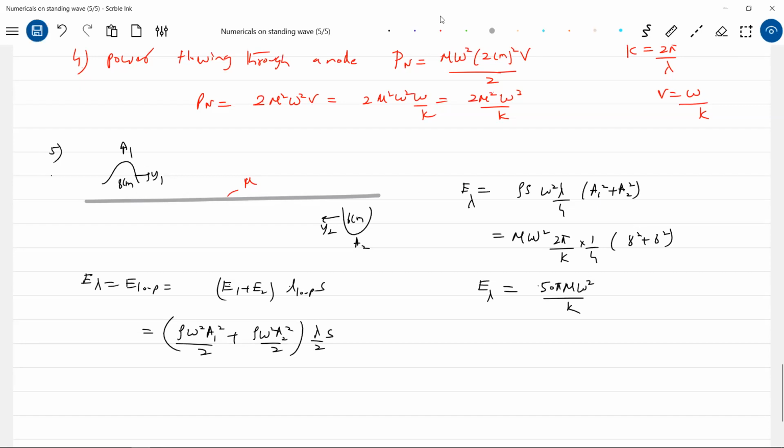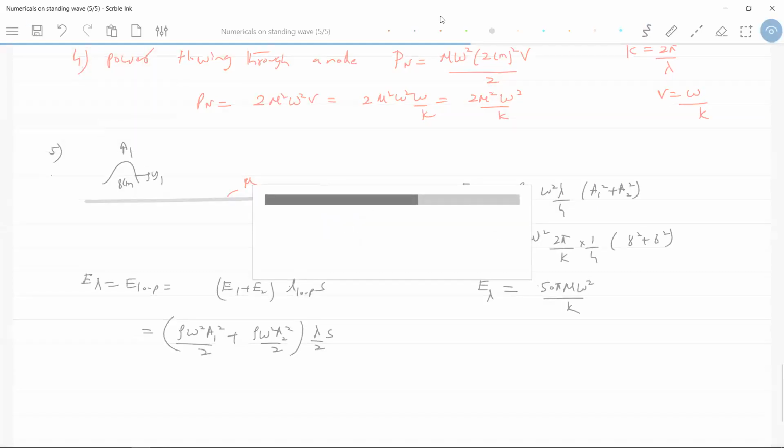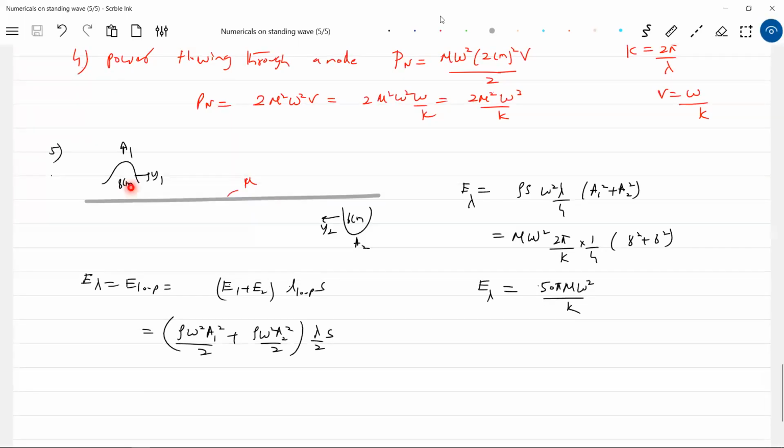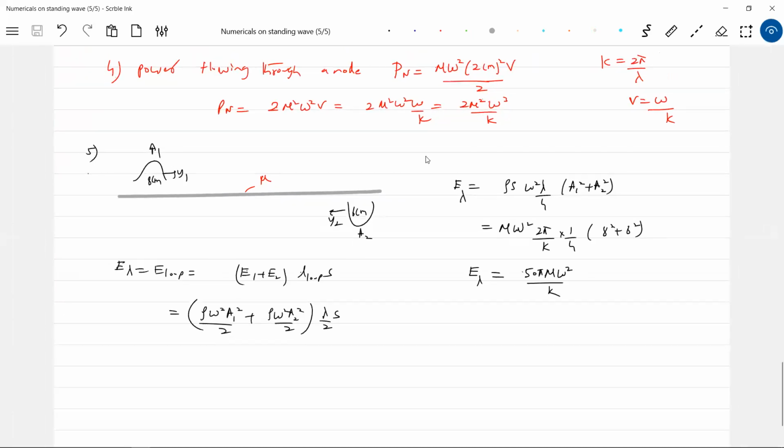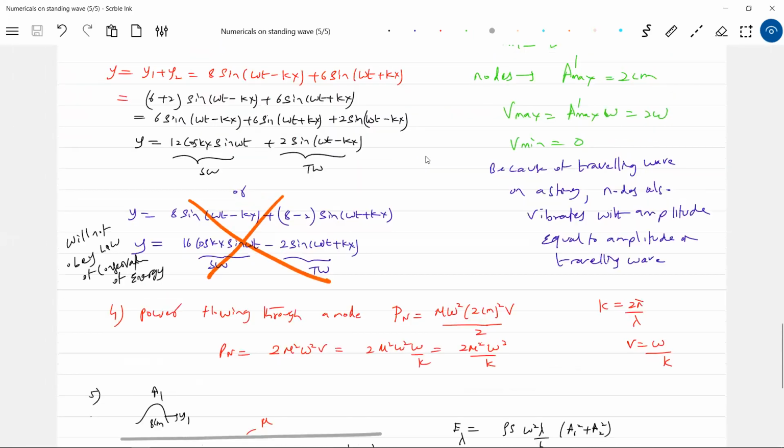Now we have a standing wave where the nodes can also vibrate. If two traveling waves of different amplitude undergo superposition, then what happens? The nodes also undergo displacement. If two traveling waves of the same amplitude undergo superposition, the nodes will not vibrate. This is the conclusion. Hope you can remember how to calculate energy in all the aspects I'm showing.